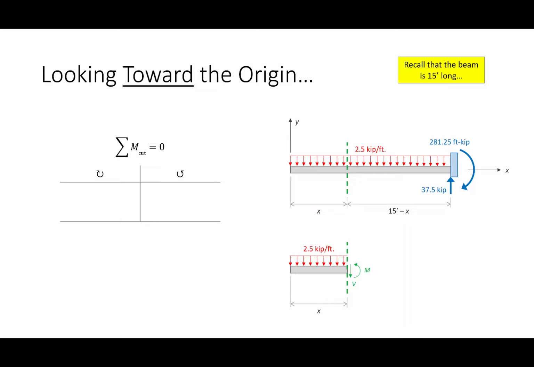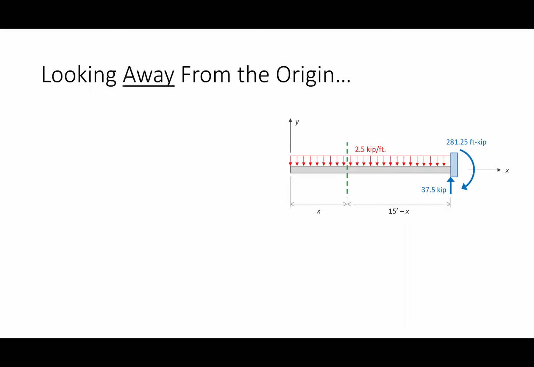So what do we have going on? We're cutting some moments right here. We don't have to consider the V. We have M going this way, and then how do we characterize this load? It is a force times a moment arm. How much force comes from this load? It's not 2.5. It's 2.5x. 2.5 times X times a moment arm of? X over 2. So we get this, we solve. Simple, right? Okay.